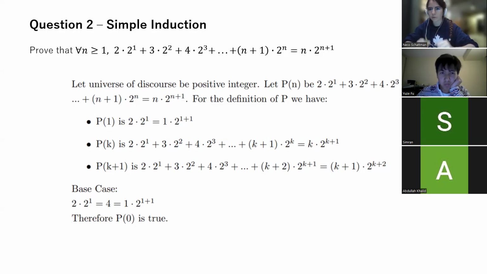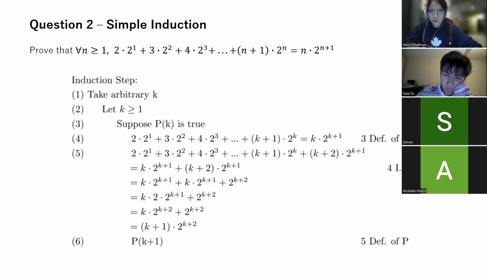So again, remember that we are starting from 1 here. So for our base case, we're going to be looking at P of 1 and not P of 0. So this is a bit of a typo. If we just sub 1 into our equation here, we see that 2 times 2 to the 1 is equal to 4, which is 1 times 2 to the 2, which is 1 times 2 to the 1 plus 1, which, as you can see, is exactly our n times 2 to the n plus 1 form that we're looking for. So we know our base case is true. Awesome. So with that, we can go ahead and look at our induction hypothesis.